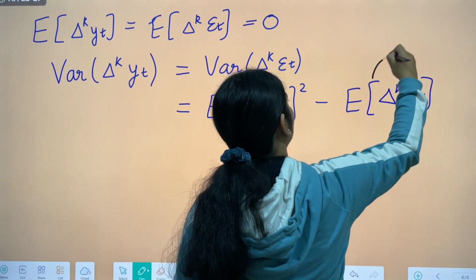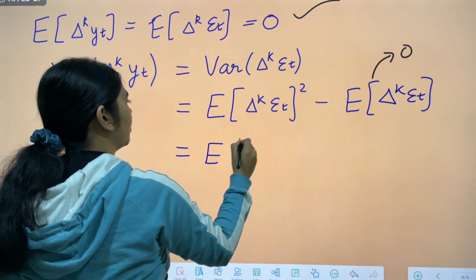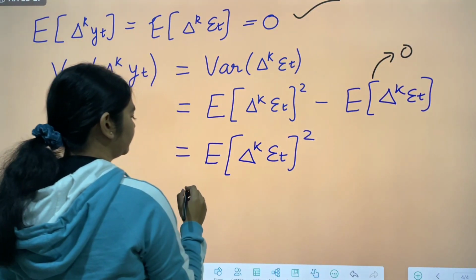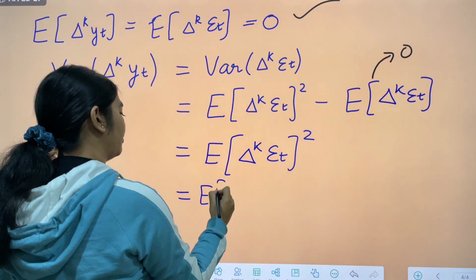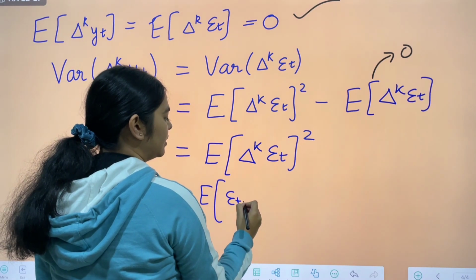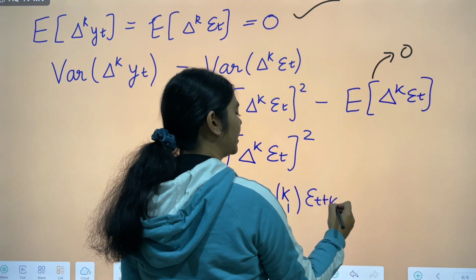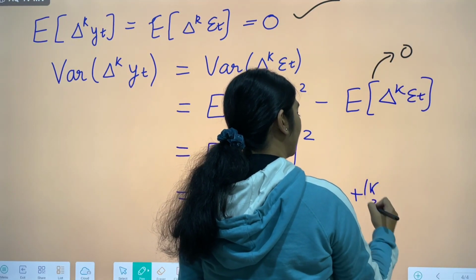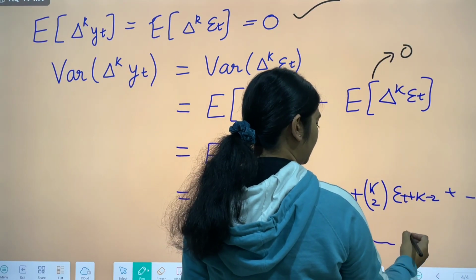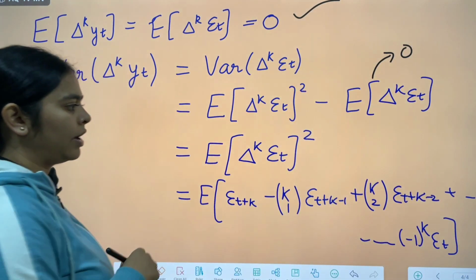So this term would be equal to 0 from this equation. So we are left with the expectation of (Δ^k ε_t) whole square. We'll take the values of Δ^k ε_t, which came out to be ε_{t+k} minus kC1 ε_{t+k-1} plus kC2 ε_{t+k-2} up till (-1)^k ε_t. This was the term, and here we have to take the expectation.